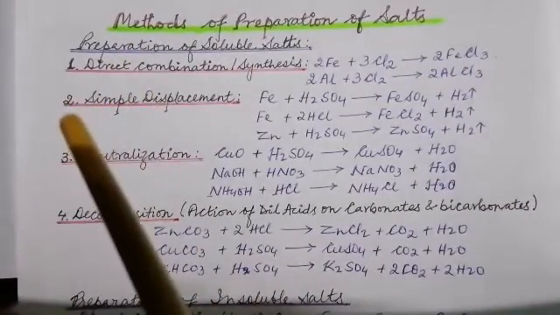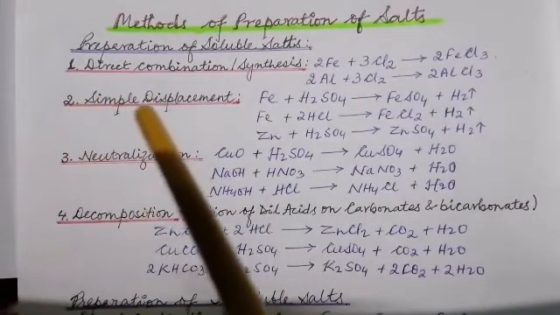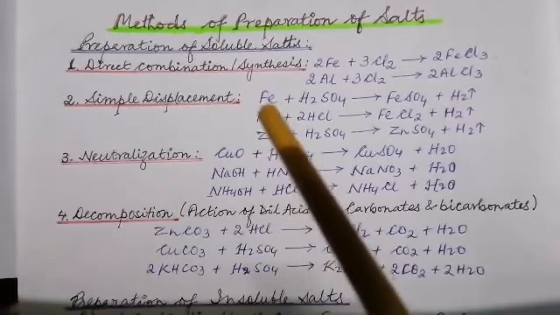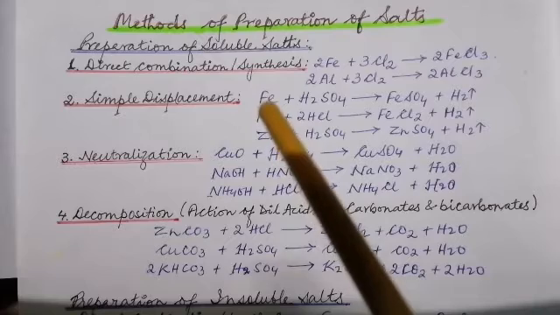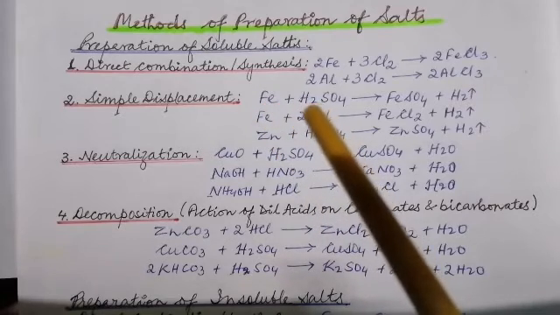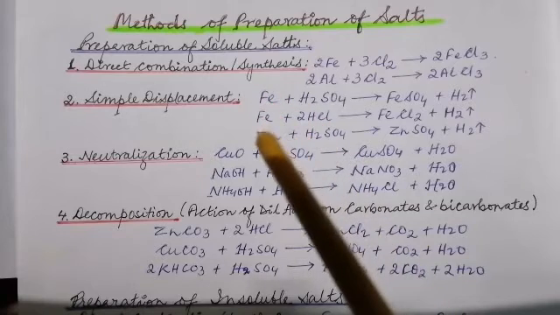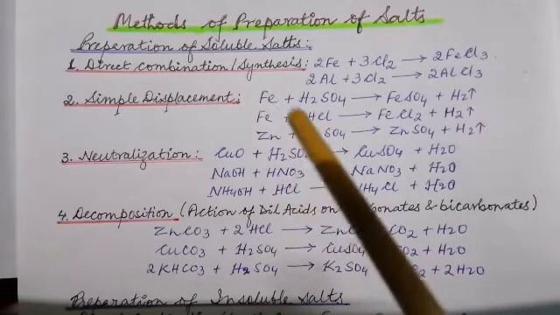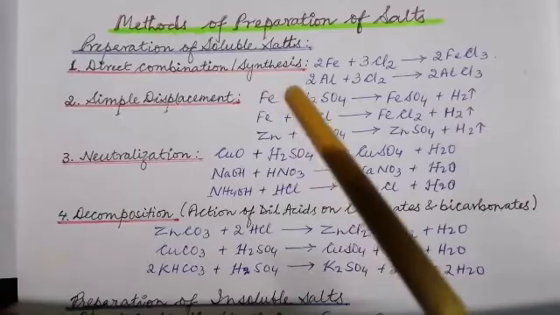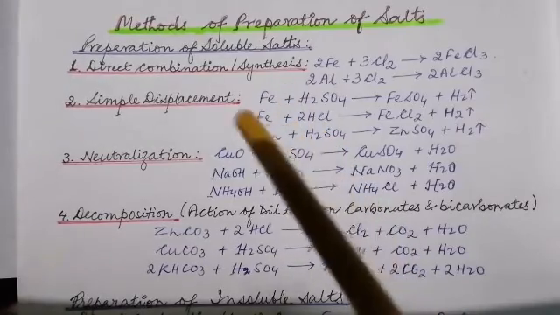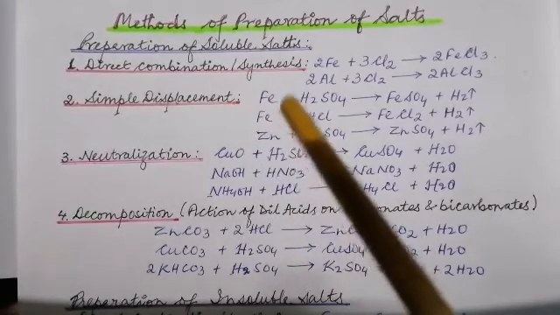Now, the second one is simple displacement. Let's take a look at this reaction. Iron reacts with sulfuric acid. Now, keep in mind, these are all active metals. Iron, zinc, then magnesium, etc. These are all active metals.